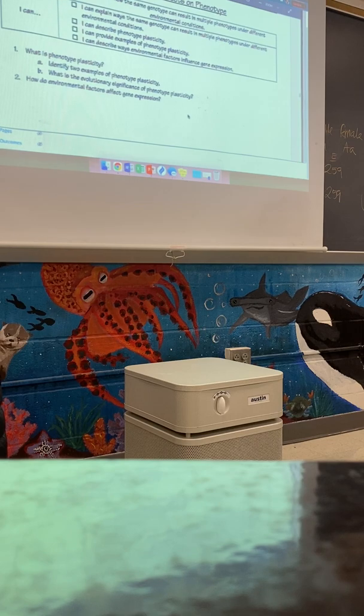I can describe ways environmental factors influence gene expression. That could be like the lac operon. They can't make any of the lactose enzymes unless lactose is present. That's an environmental impact on gene expression. That could also be anything we talked about with epigenetics that turns certain genes on and off based on things like calorie intake.